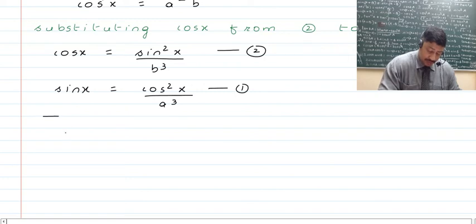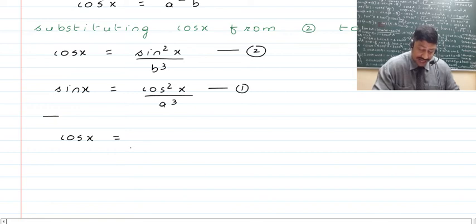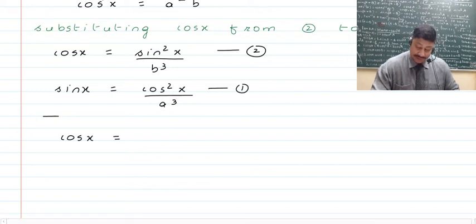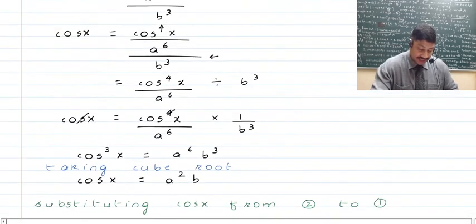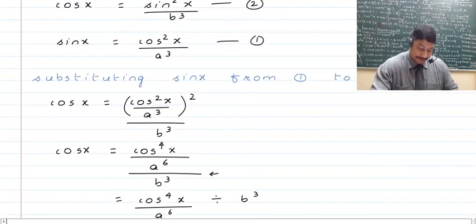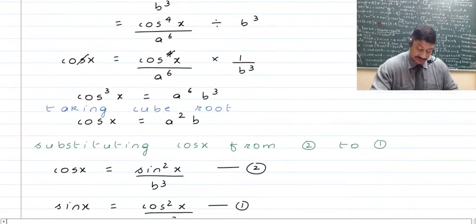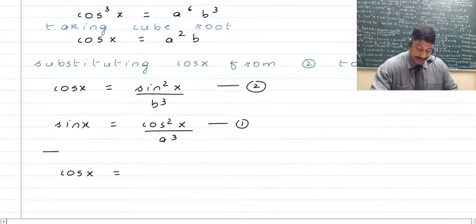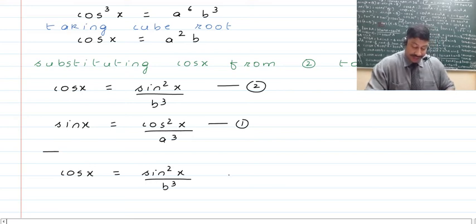As such, next we will have the second equation to be transformed as cos x is equal to the value of sin x. We have to keep the value of sin x in the second equation, as we've already done this of keeping the value of sin x in the second equation. So the value of cos x is going to be substituted to the first equation. So when we keep the value of cos x in the first equation, we will now have to keep the value of cos x, that is sin square x upon b cube.